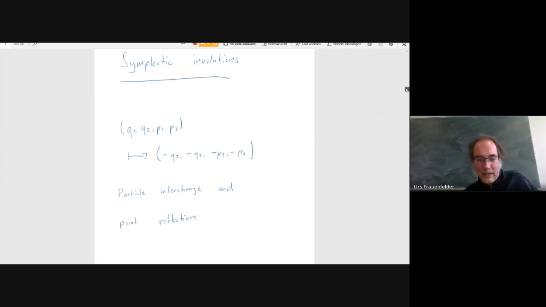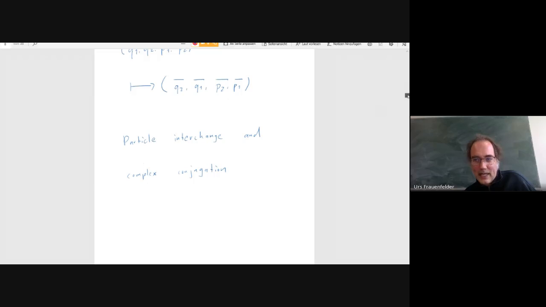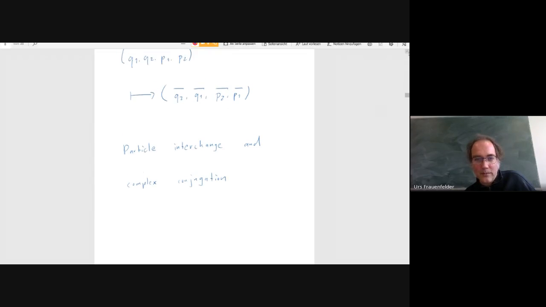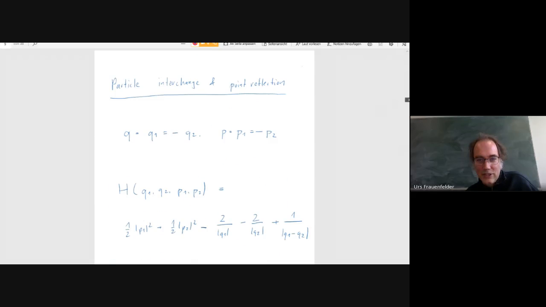So that's one involution one can look at, and the other involution is where one does not combine particle interchange with point reflection, but with the reflection at the line. This one can be written as a complex conjugation: one interchanges the particles and then always puts a bar, a complex conjugate. Good. The second one will be important for Langmuir. The first one is actually rather trivial, as we will discuss first. So let's see first what happens with the particle interchange and point reflection.